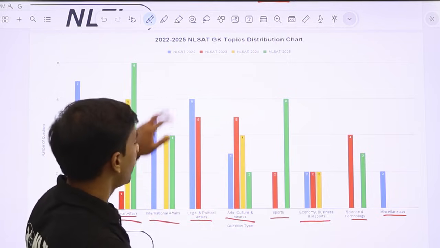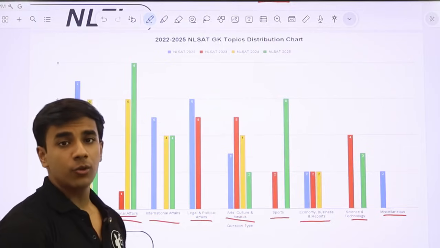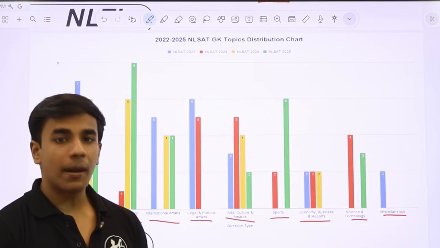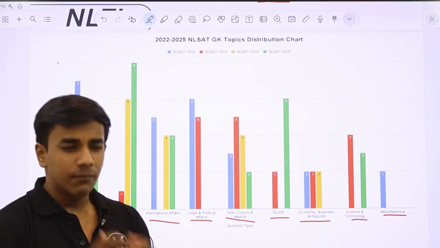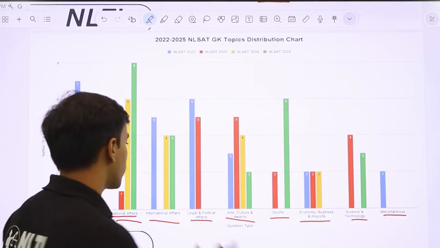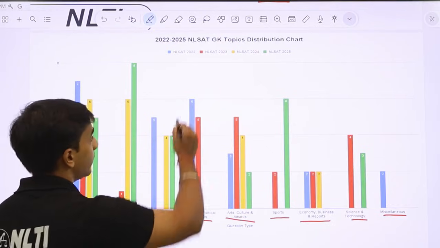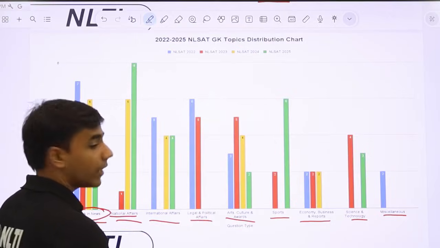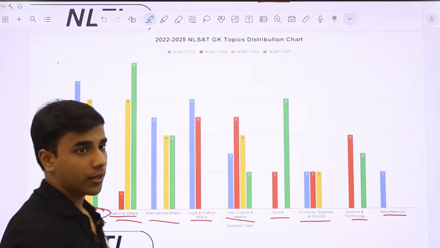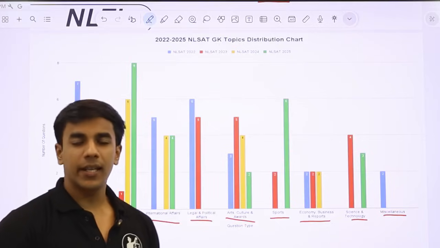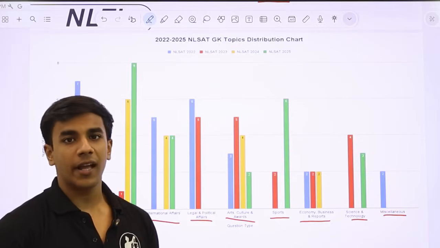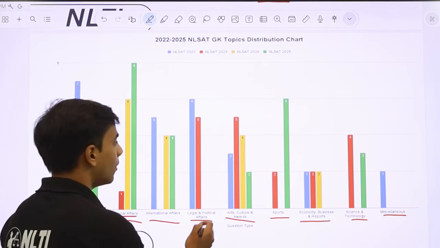You can see in NLSAT 22, as I told you, NLSAT 22 was very similar to CLAT and very dependent on, let's say, text heavy, constitution heavy. So there was a focus on legal and political affairs in NLSAT 22. But after that, in NLSAT 24 and 25, there has been no question asked on legal and political affairs, primarily because these are very contentious, and again, they don't want to trigger any person or any other entity.